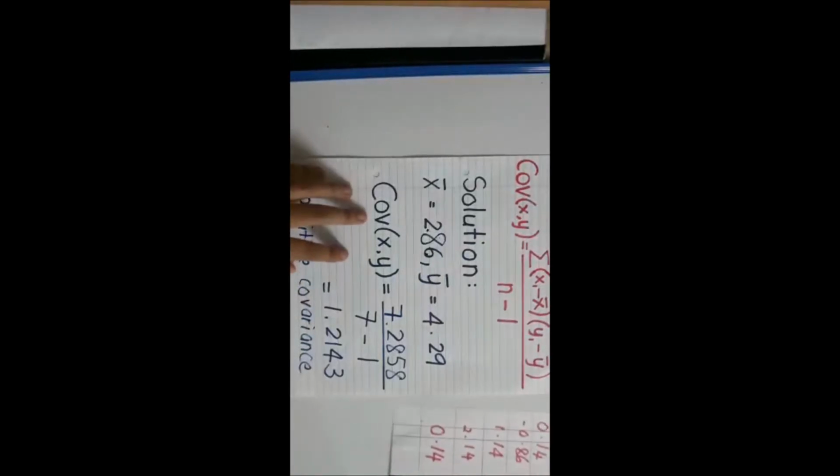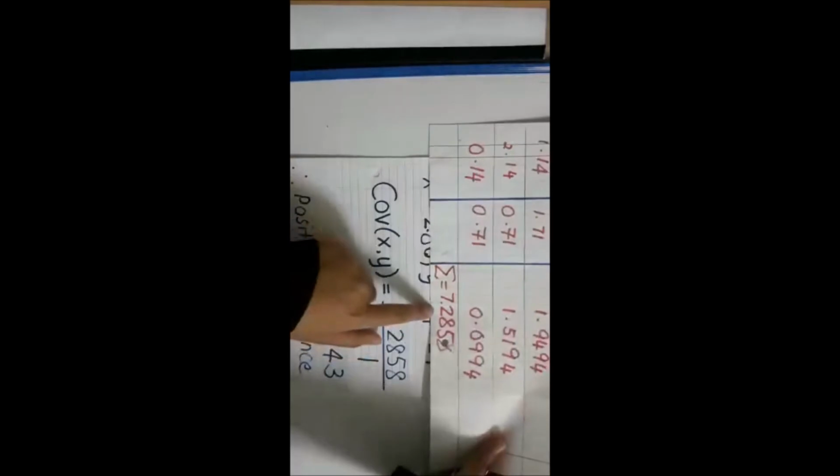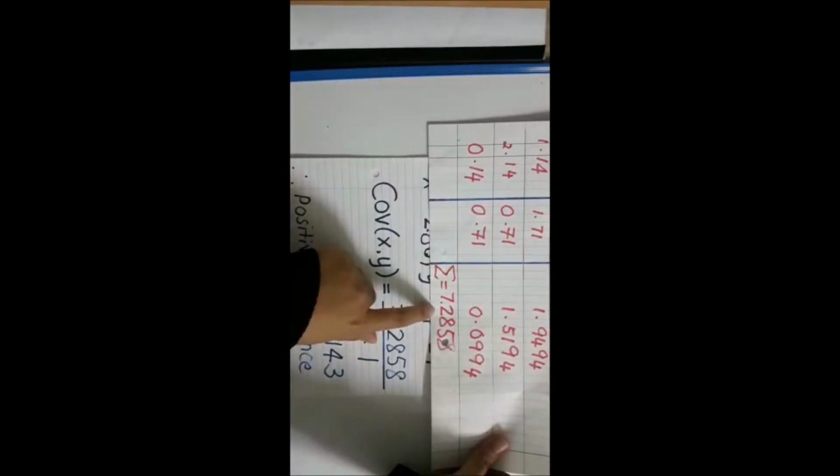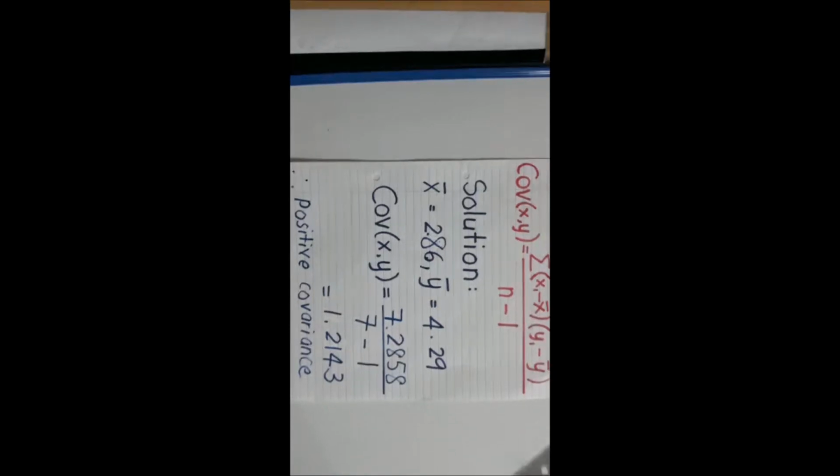To find the covariance, we need to substitute the value that we got, which is 7.2858, and divide it by n minus 1. And we will get the answer 1.2143. Therefore, it is a positive covariance.